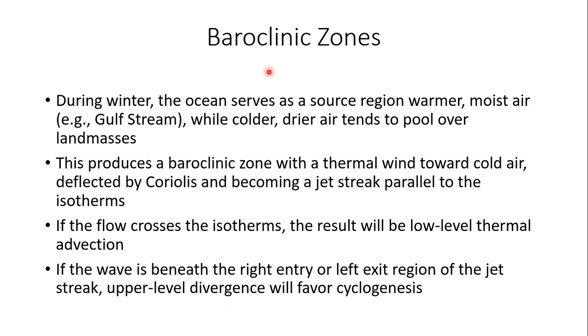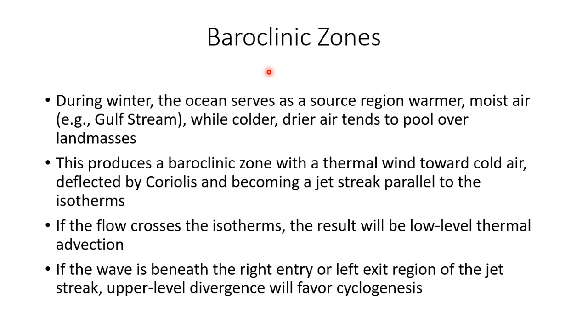Now, during the wintertime in the mid-latitudes especially, we have a large temperature contrast between land and water. So during the winter, the ocean is going to serve as a source region. It's going to be warmer. It's going to be moister. For example, if I bring a cold continental polar air mass out over the Gulf Stream off the U.S. East Coast in wintertime, I'm going to have a large vertical temperature gradient or temperature difference between that surface right there at the Gulf Stream.